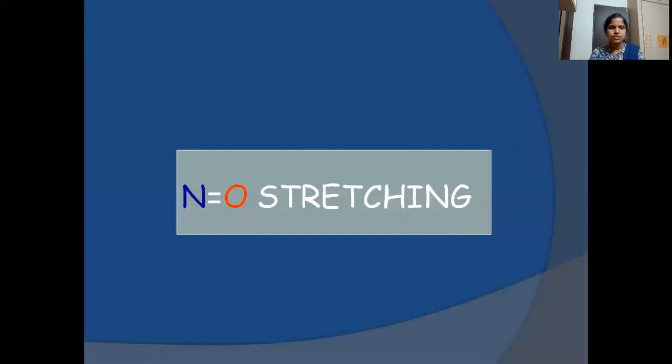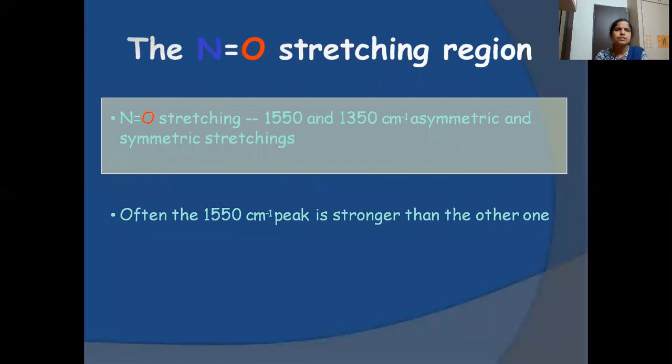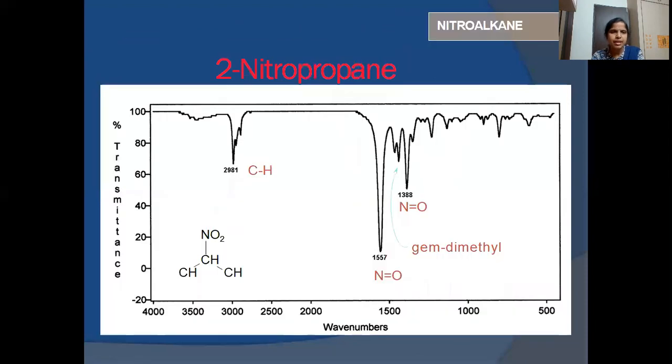Then NO stretchings. Now NO stretching vibrations are observed at 1550 and 1350 centimeter inverse, because of asymmetric and symmetric vibrations. And the 1550 centimeter inverse peak is stronger than all the other bands.